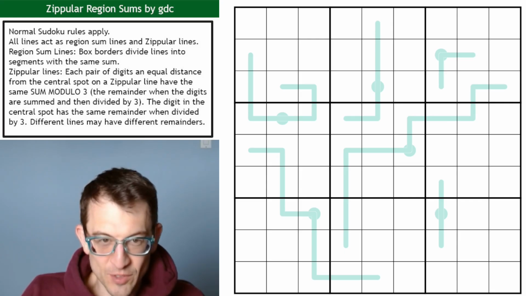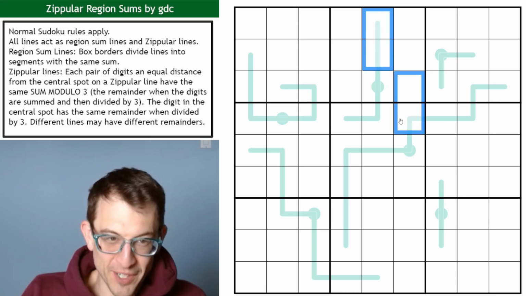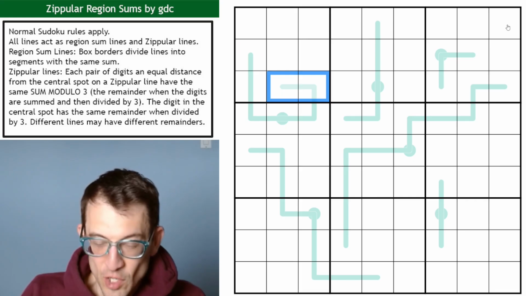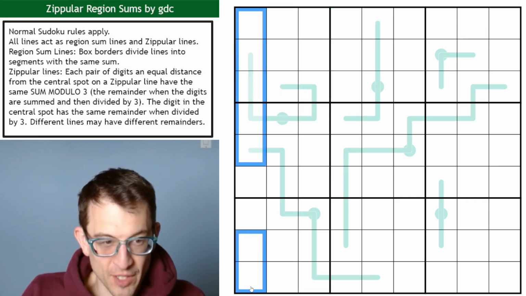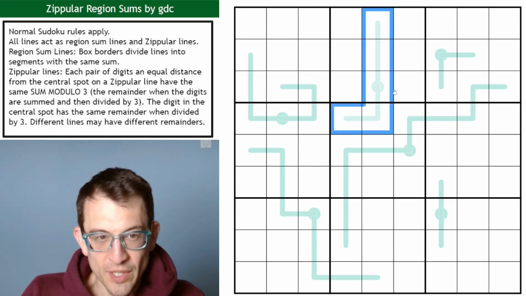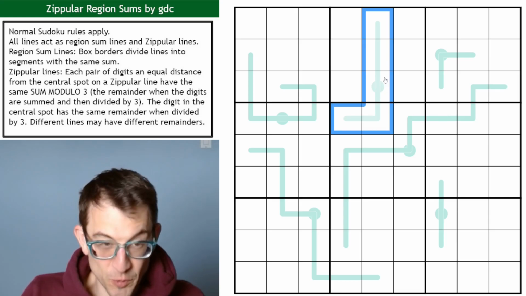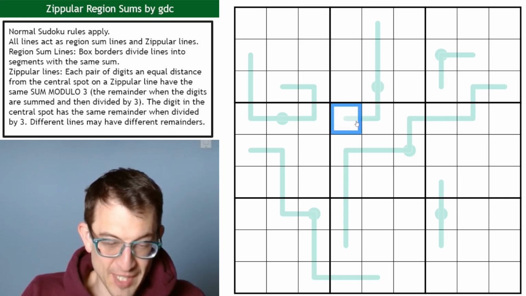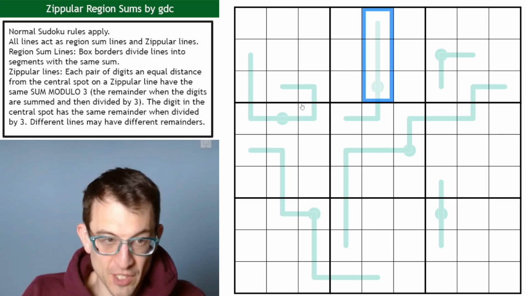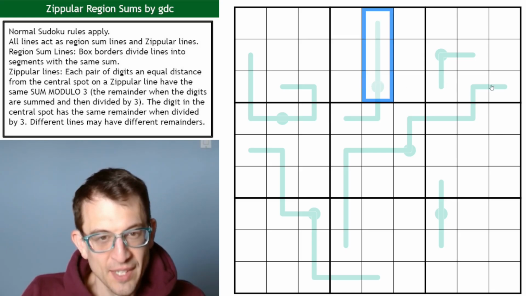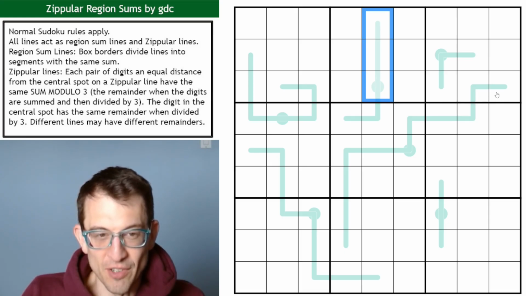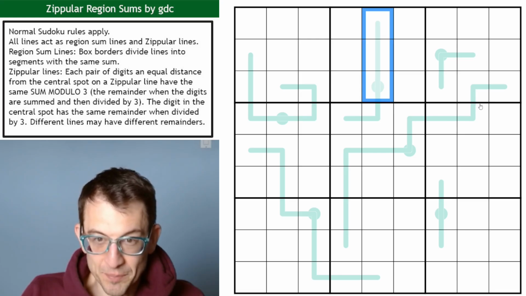There are two rules, but they're going to apply to every single line in this puzzle. So of course, normal Sudoku rules apply: the digits 1 to 9 in every row, every column, and every marked 3 by 3 box. And then these lines have two variants on them. They're region sum lines, which means for this line, for example, the sum of these two digits will be the same as the sum of these three digits. In other words, when a line crosses a box, those box lines demark sections of the line that have the same sum.